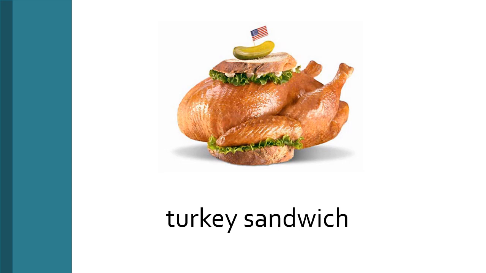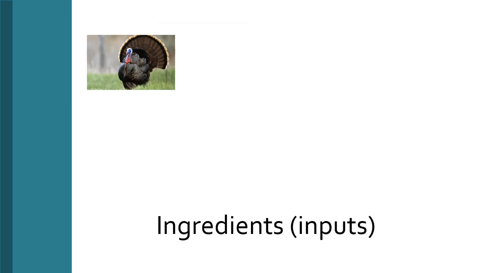The turkey needs to be processed, the bread needs to be baked and sliced, the cheese needs to be processed, the lettuce needs to be picked, and all of these ingredients are the inputs to your turkey sandwich. So there's two things I'm covering here. One is understanding what we're inputting into it and understanding that our inputs potentially need to be processed as well.